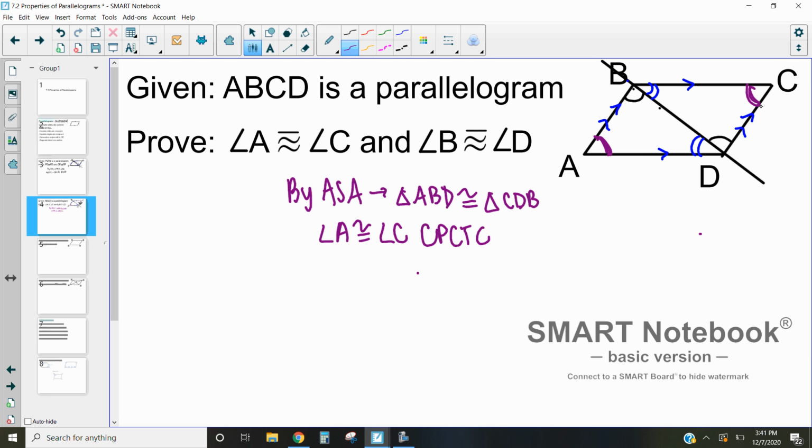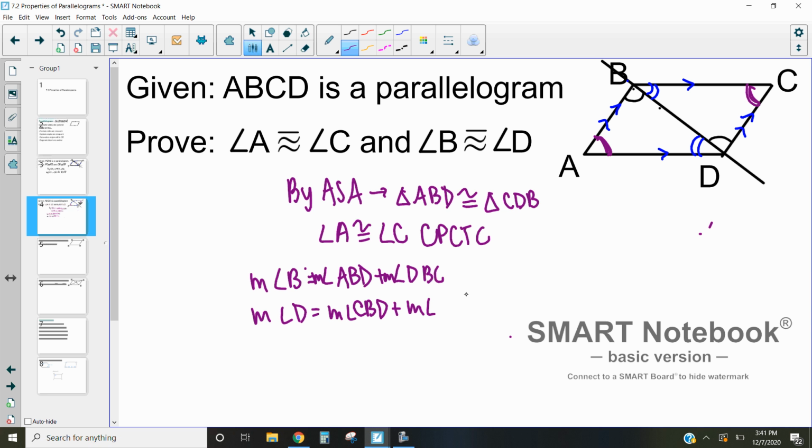Now, how can we prove that angle B is the same as angle D? Well, what we actually want to do here is break down those angles. So I know that the measure of angle B is equal to the measure of angle ABD plus the measure of angle DBC. We also know that the measure of angle D is equal to the measure of angle CBD plus the measure of angle, or not CBD, that one's wrong, CD. So we're looking at this angle CDB and ADB.